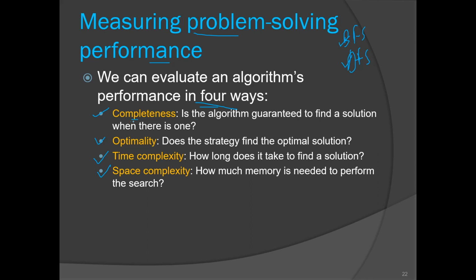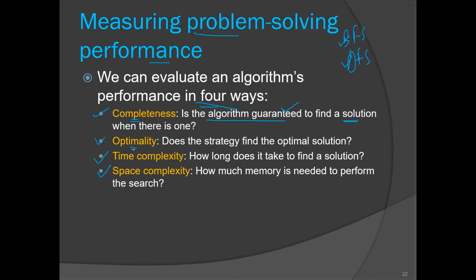Completeness means what? If there is a solution, is our algorithm guaranteed to find a solution? If a solution exists for a problem, is our algorithm guaranteed to definitely find it? If so, then we can say that the algorithm is complete. Otherwise, if it misses a goal state, then we can say that it is not complete. So completeness means: is the algorithm guaranteed to find a solution when there is one?